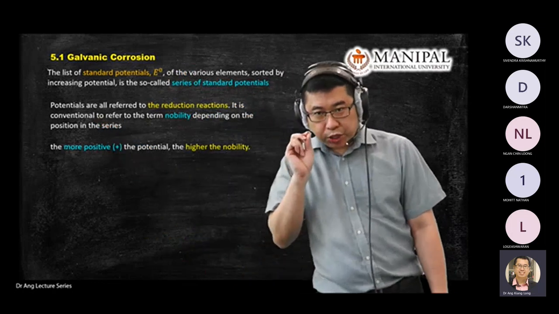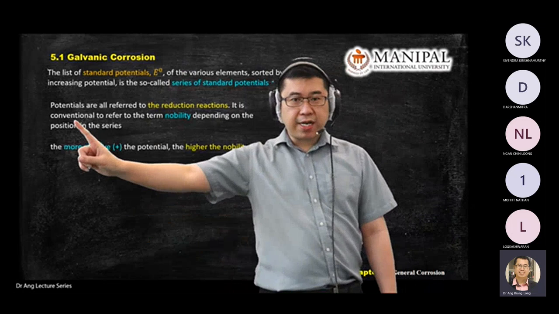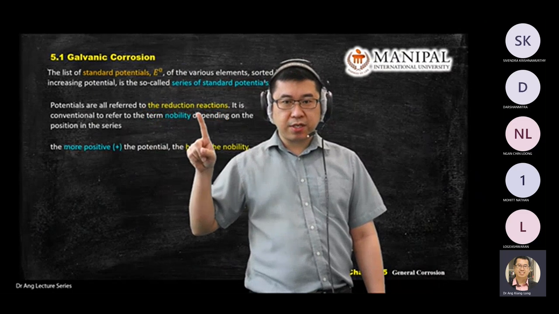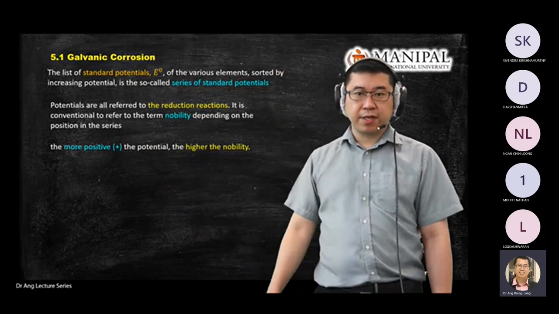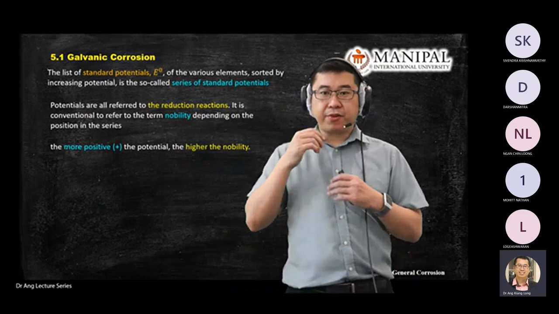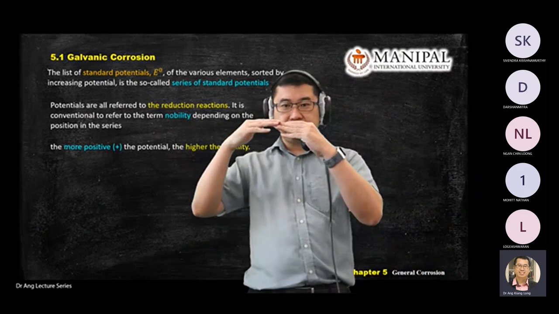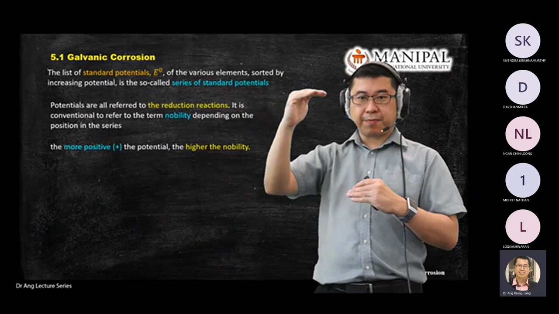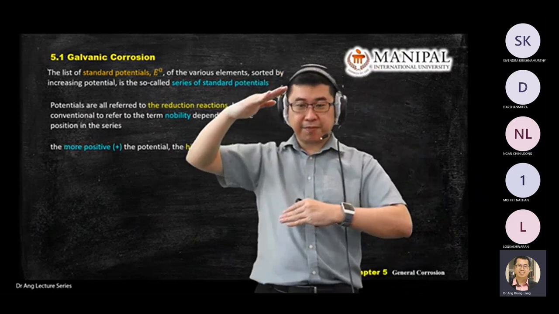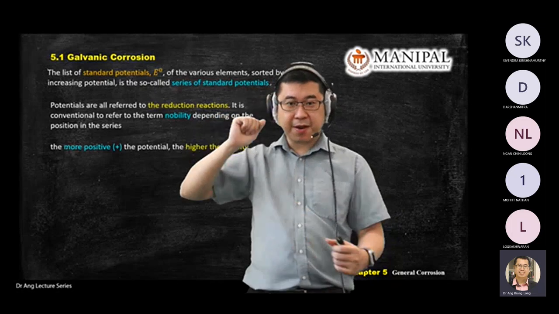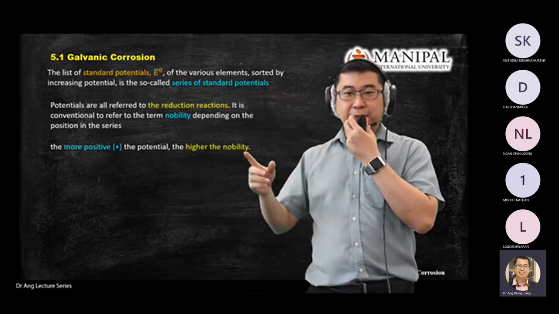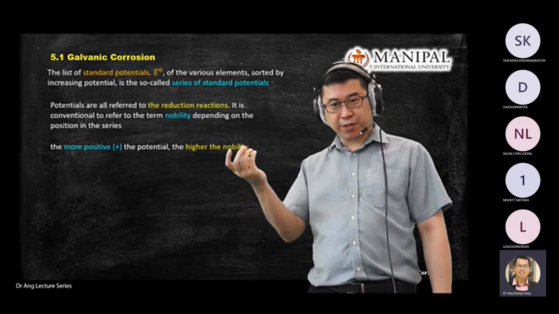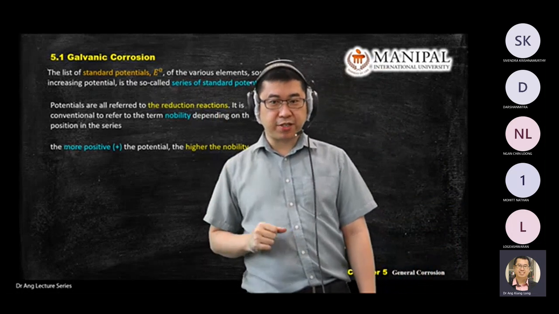So later you'll see standard potential E zero. And sometimes in the questions for chapter five, you are asked to estimate the reduction reaction. Reduction reaction means the process of the difference in potential between two media. All right. So the higher the nobility, the more corrosion will happen. The more corrosion means more reduction reaction will happen. Right. Zinc will destroy itself, become positively charged. So that is one of the reduction reactions.